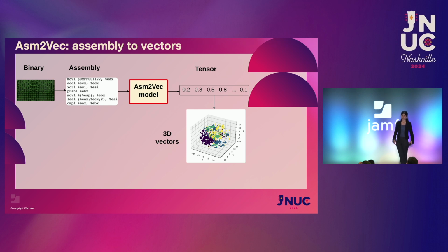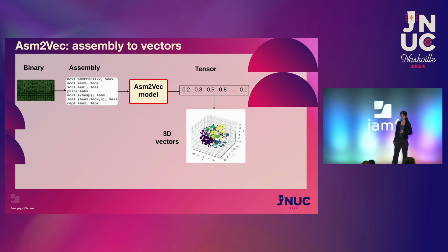So ASM2Vec, assembly to vectors, is a type of representational learning model. It has been previously described in a published research paper, and it utilizes word embeddings to encode the semantic similarity of the assembly code.